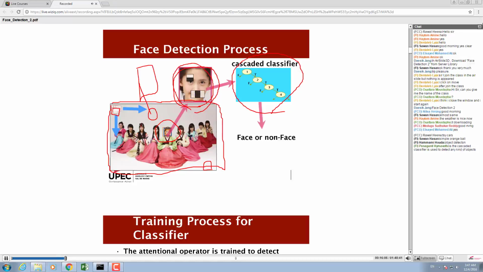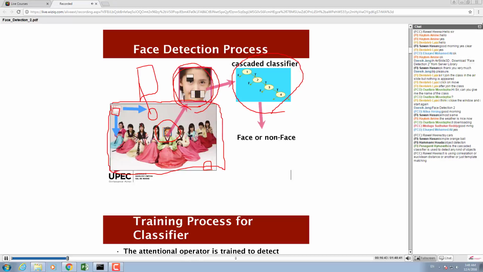If you train this classifier using car images, then you may produce a cascaded classifier to detect cars. If you have any other type of object you want to classify, for example chairs, then you can also train the cascaded classifier using chair images. So this is how it works.